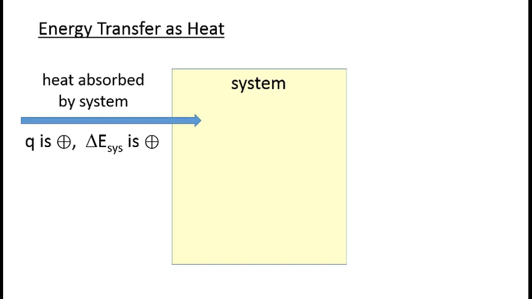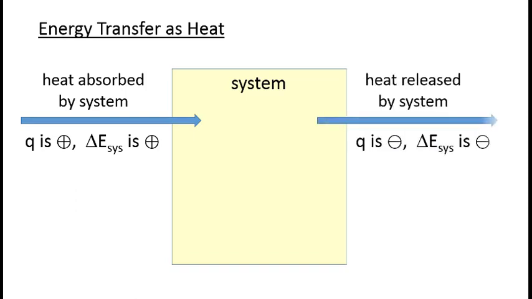Of course, energy transfer could go the other way, like a withdrawal. If heat transfers from the system into the surroundings, heat is released by the system. The value of Q is negative, and delta E of the system is negative. The energy of the system goes down. Note that from the point of view of the surroundings, the signs would be opposite.